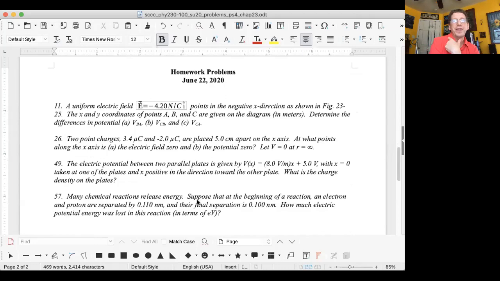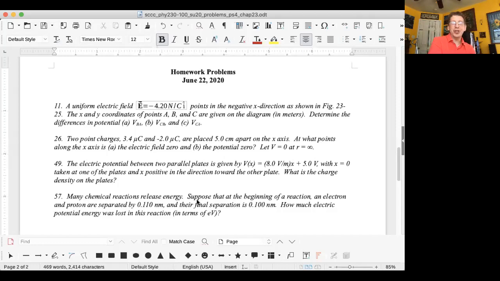A uniform electric field, E is equal to negative 4.20 newtons per coulomb in the i direction. So it's the negative x direction the electric field points in. It's given in the figure, so you're going to need to look that up. The x and y coordinates of points A, B, and C are given on the diagram. Determine the differences in potential, V_BA, V_CB, and V_CA. So going from point B to point A, from point C to point B, and from point C to point A, do you gain or lose potential, and how much?